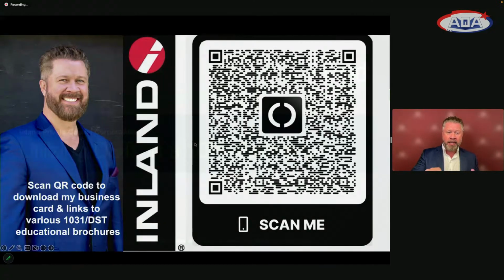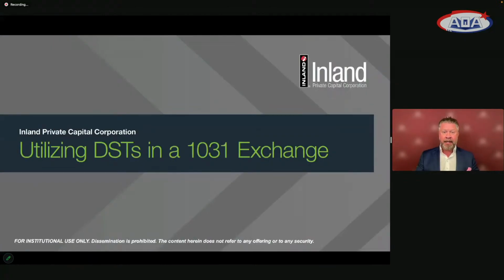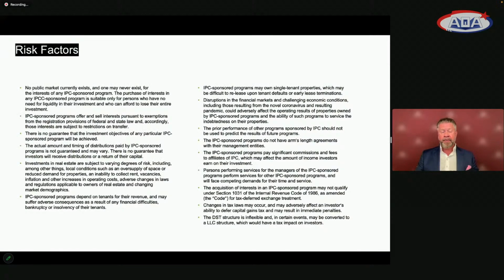The title of the presentation is Utilizing DSTs in a 1031 Exchange, and we're going to explain how you can exchange with your 1031 exchange into a Delaware Statutory Trust. Just some housekeeping: many of you know that a Delaware Statutory Trust is a security investment, so there is a private placement memorandum. We urge you to read through it. It's usually a few hundred pages of good information that goes over some of the risk factors, information about our company and the investment as well. So we always urge you to read through these documents before you decide to invest, because we know that past performance is not indicative of future results.